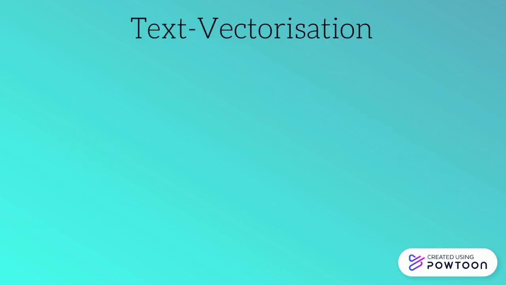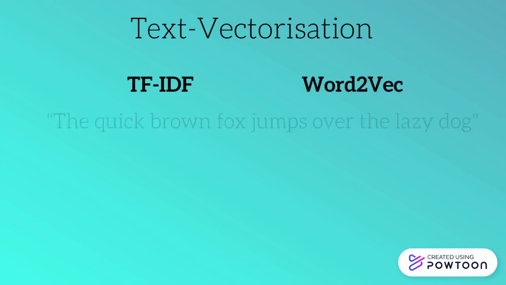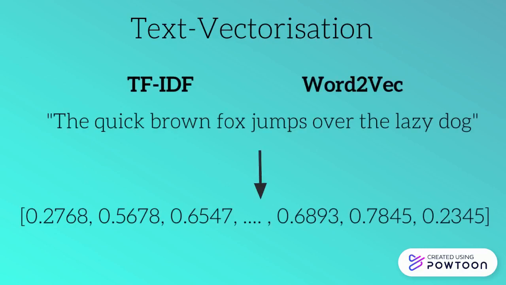Before we can train the data on different models, we need to perform text vectorization. We will be using two different methods, TF-IDF and Word2Vec. It helps us convert words into numerical features.